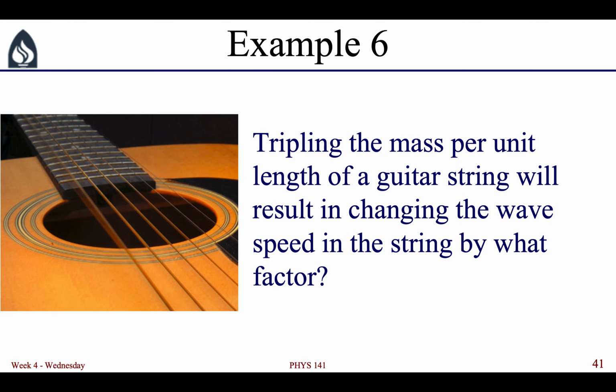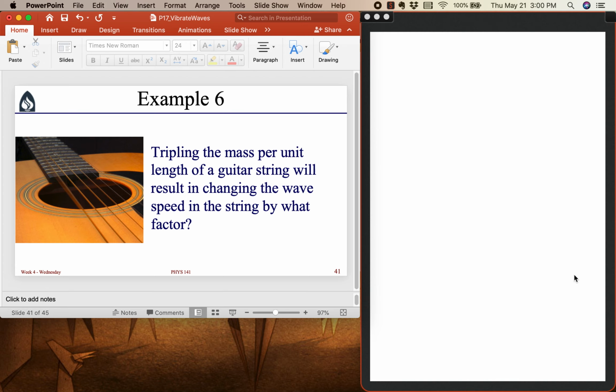Next, let's take a look at this example problem. If we triple the mass per unit length of a guitar string, how will that result in changing the wave speed? So what we're doing is we are tripling the mass per unit length. That means that the final mass per length is going to be equal to 3 times the initial mass per unit length, where we use the symbol mu to designate mass per length.